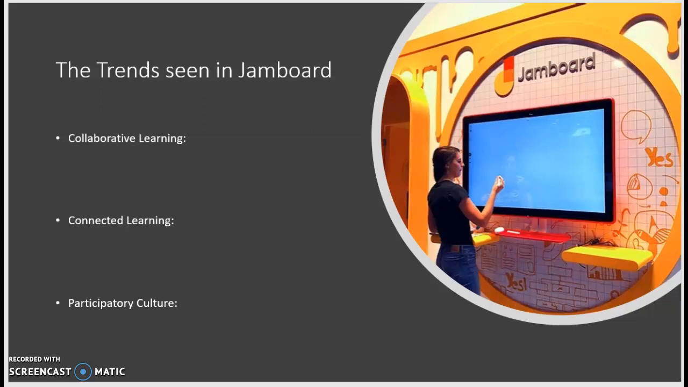Jamboard promotes connected learning. Instead of students doing projects on their own, it allows teachers to assign more group work, since it's a lot easier for students to just get on the Jamboard and work together instead of having to find the time to meet somewhere to do their projects.